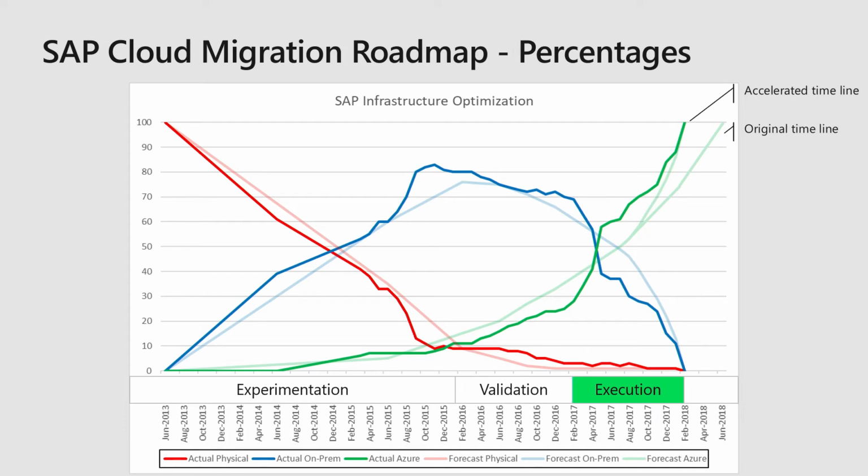We're ready to go. So the green solid line is Azure. The shaded lines are the plans. Red was on-prem physical, and blue is on-prem virtual. And so you see the plan looked all nice and even. The reality actually wasn't too far off. So that worked out quite well.